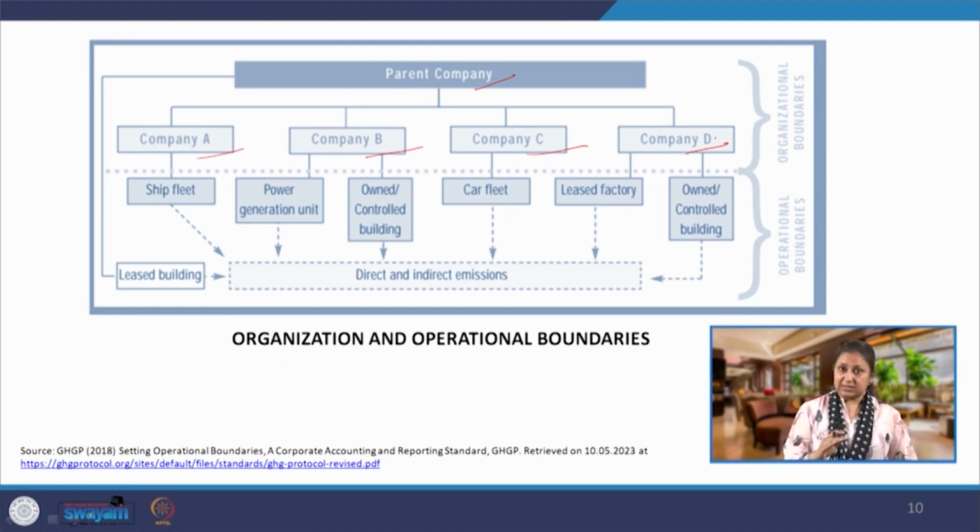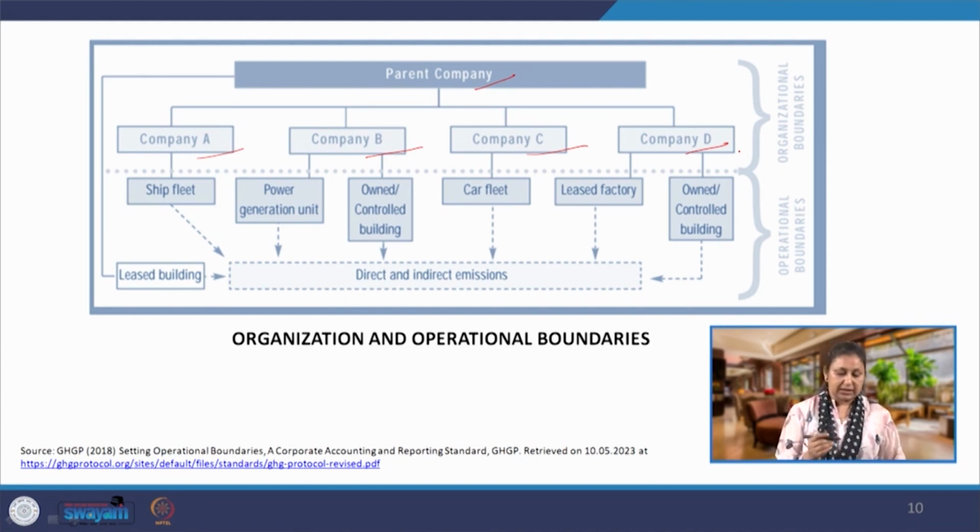So, all the assets which are owned by these companies also are going to be considered as part of the organizational boundary for the parent company. The parent company could be a very big company and there could be subsidiary companies, smaller companies dealing with specific products or specific services. All these companies and their assets where the operations are happening are part of the organizational boundary, and where the operations are happening, that goes into the operational boundaries.